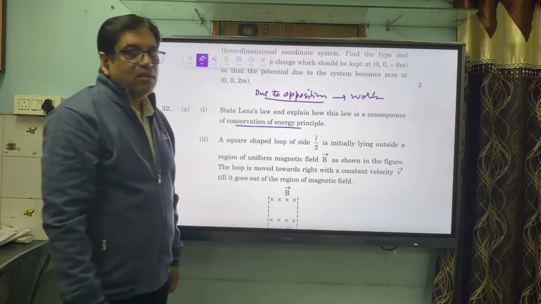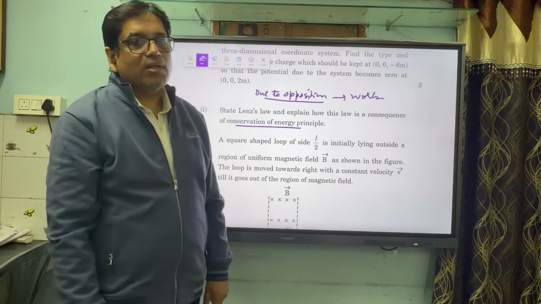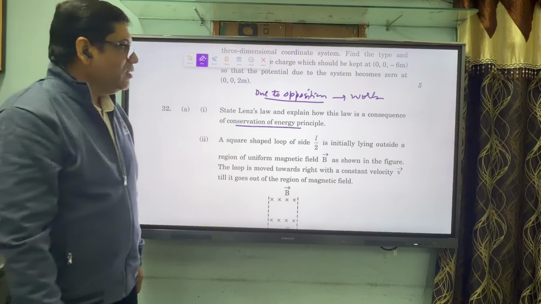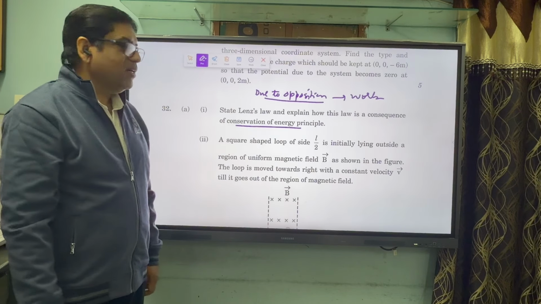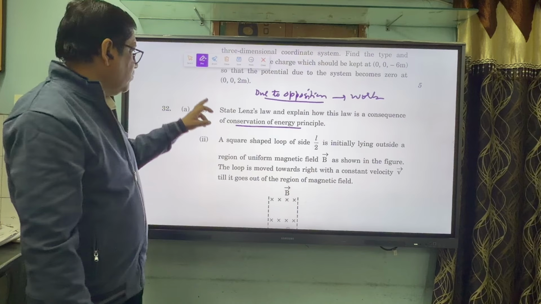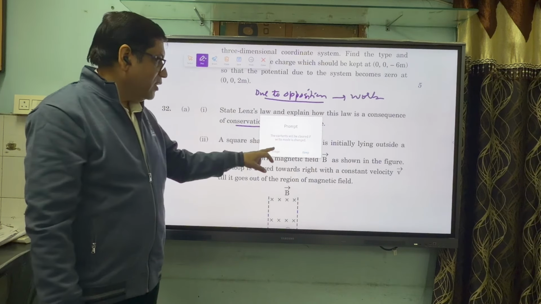Because it is opposing, that work done will be converted to electrical energy. So we can say that energy is basically being converted from one form to another. Energy can neither be created nor destroyed in Lenz's law. This is the first part. Now the second part.